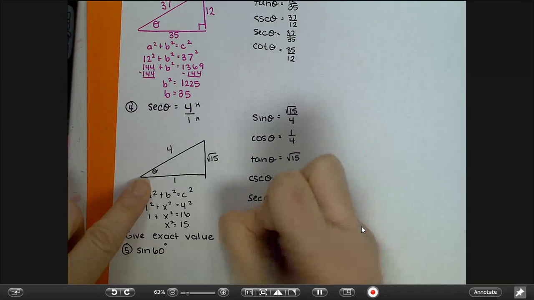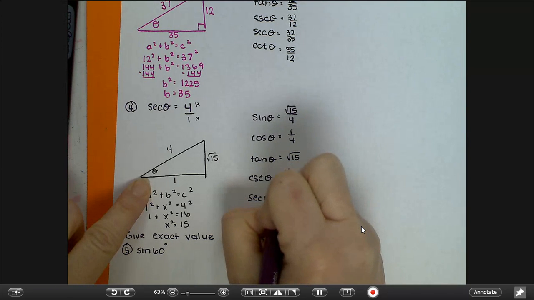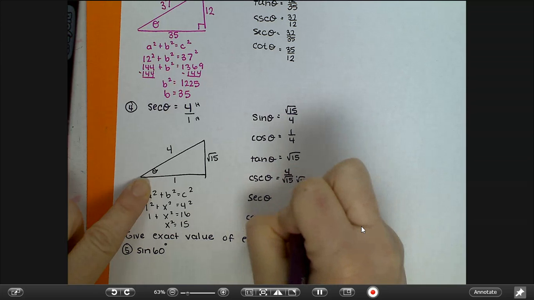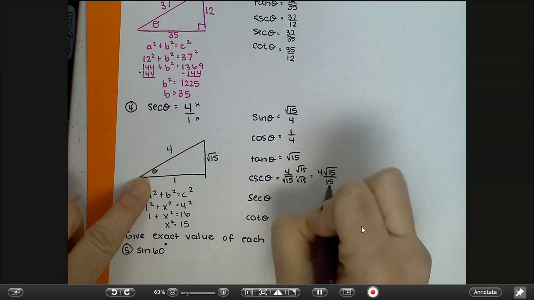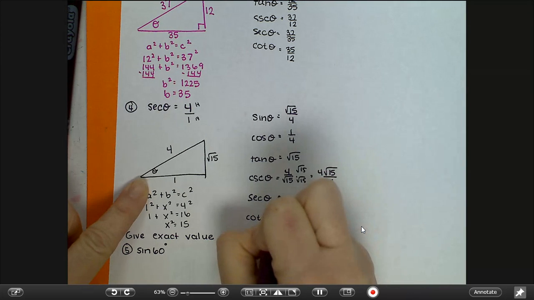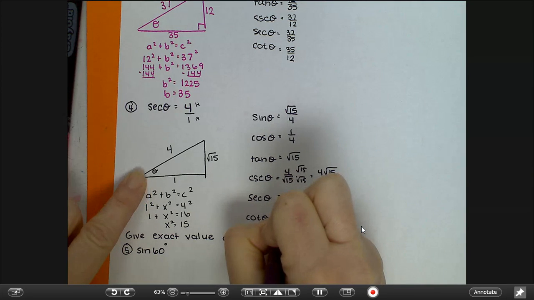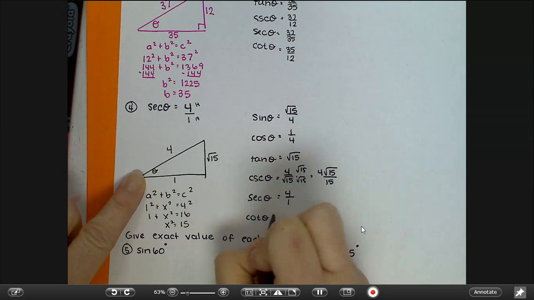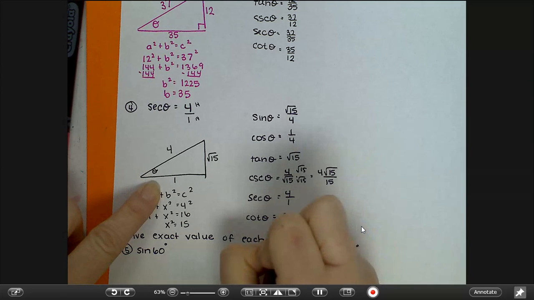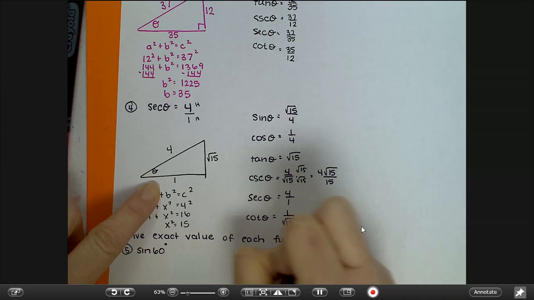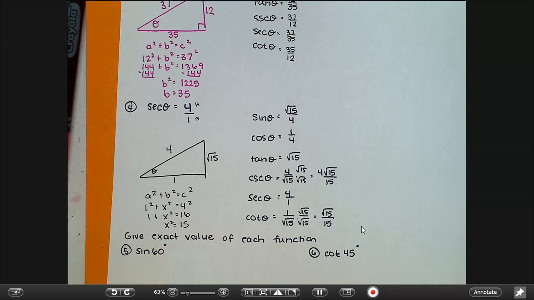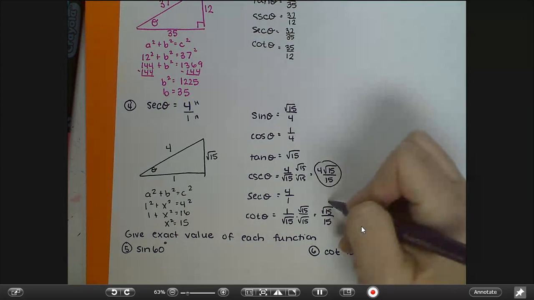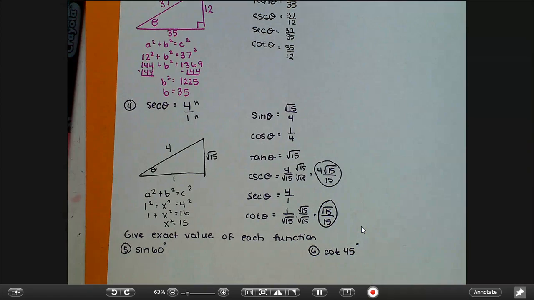Cosecant is hypotenuse over opposite, and that's a case for rationalizing the denominator. So 4 root 15 over 15. That's not simplifiable, so that's the answer. Secant is hypotenuse over adjacent, which is what we were given to begin with, 4 over 1 or 4. And cotangent is adjacent over opposite. And again, we need to rationalize that denominator. All right, so those are the 6 trig functions. Let me circle these because they look like a mess. And hopefully they're the same answers you got. If not, let me know.